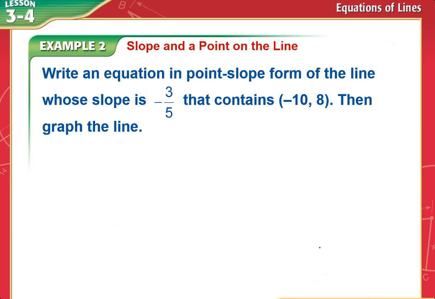Here we're going to write an equation in point-slope form of the line whose slope is -3/5 and contains the point (-10, 8). So, point-slope form, y minus y1 equals slope times x minus x1. So we have y minus the y-coordinate. The y-coordinate's 8. And then we have slope of -3/5. And then x minus x1. But since my x1 is -10, we'll say x minus -10 or x plus 10.